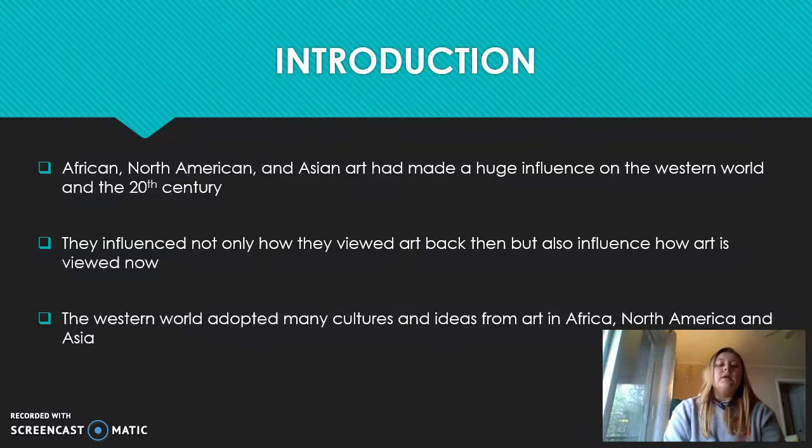Introduction. African, North American, and Asian art have made a huge influence on the Western world in the 20th century. They influenced not only how they viewed art back then, but also how art is viewed now. The Western world adopted many cultures and ideas from art in Africa, North America, and Asia.